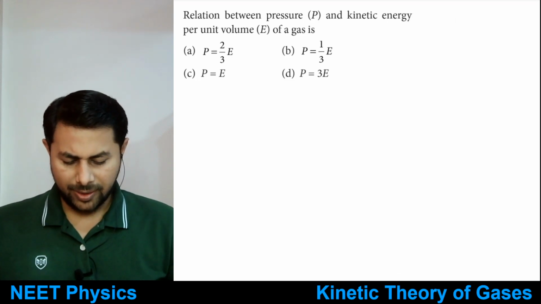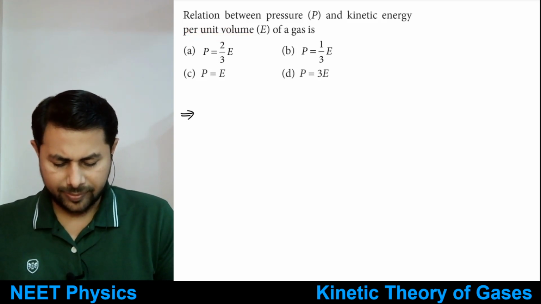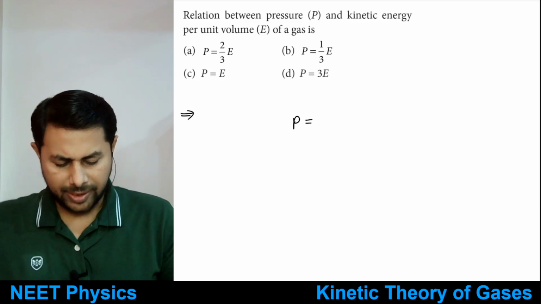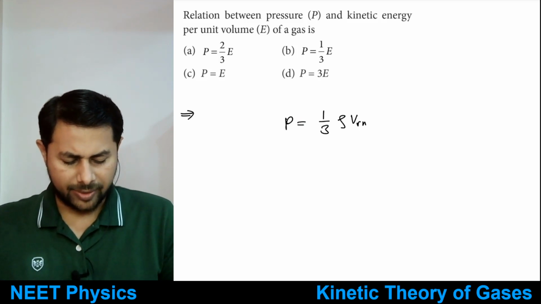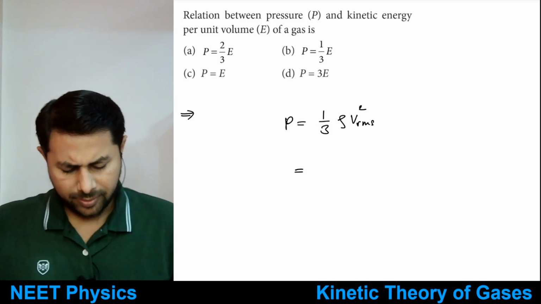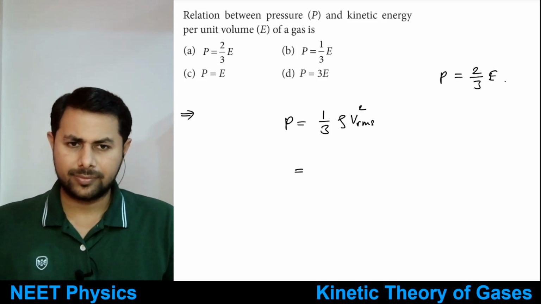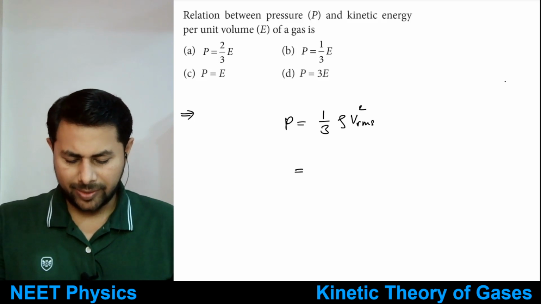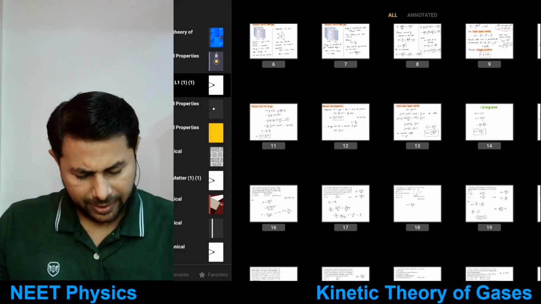Okay, let's see next one. Relation between pressure and kinetic energy per unit volume of gas is. So we had seen this. What is pressure? Pressure is equal to 1/3 of rho into V RMS square. We had derived this relation, no? So it is 2 by 3 or something, 2 by 3 times of E. If you remember, we have derived this relation between pressure and kinetic energy.